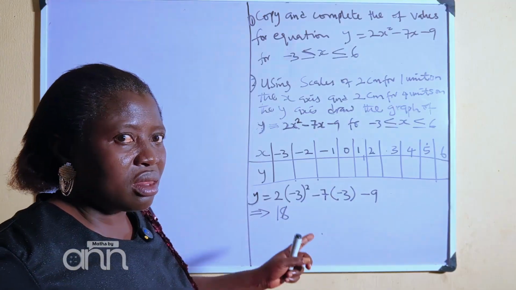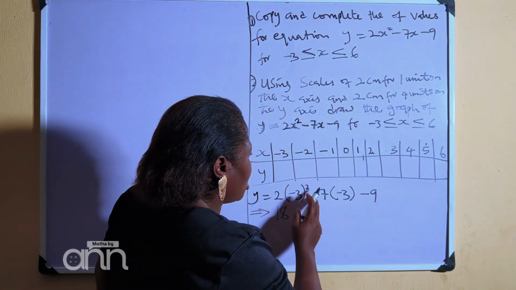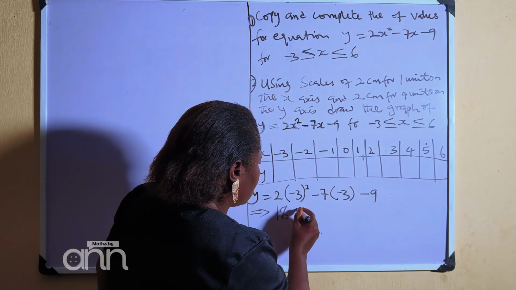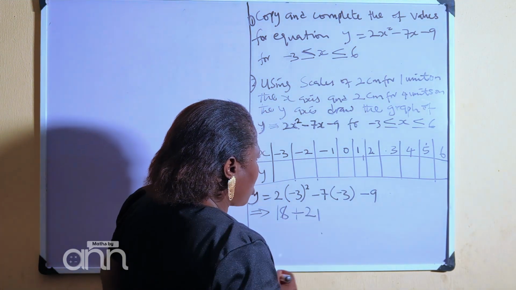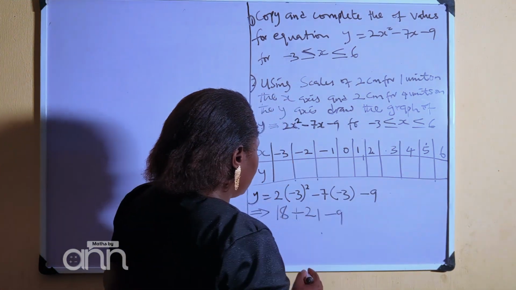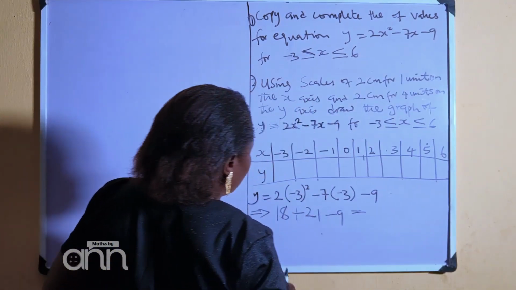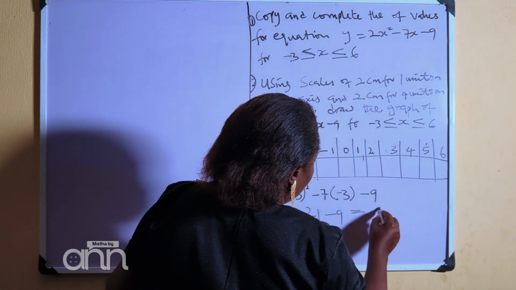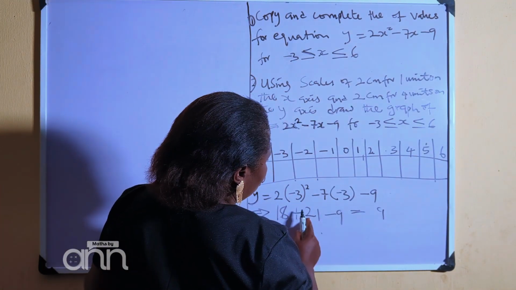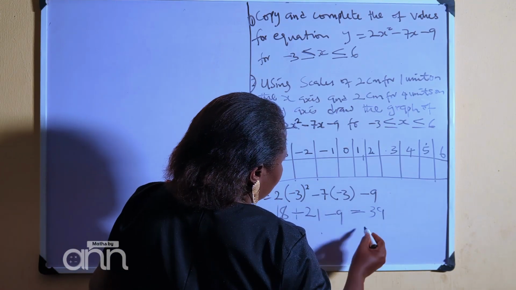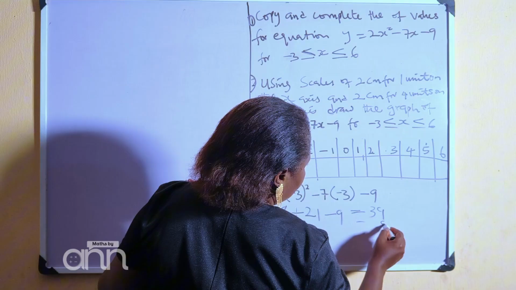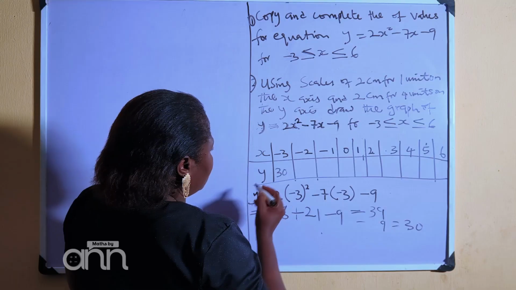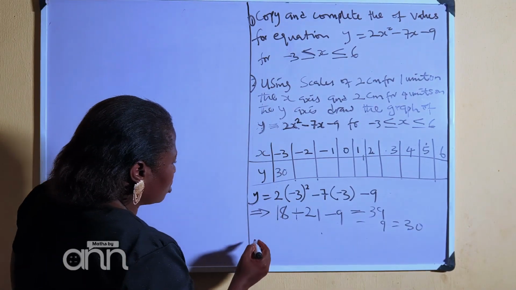You retain the minus, minus cancels minus, you have plus 21 minus 9, which is equal to 18 plus 21. 8 plus 1, you have 9. 1 plus 2, you have 3. 39 minus 9, we have 30. So the figure here is 30. You fill in the second one.